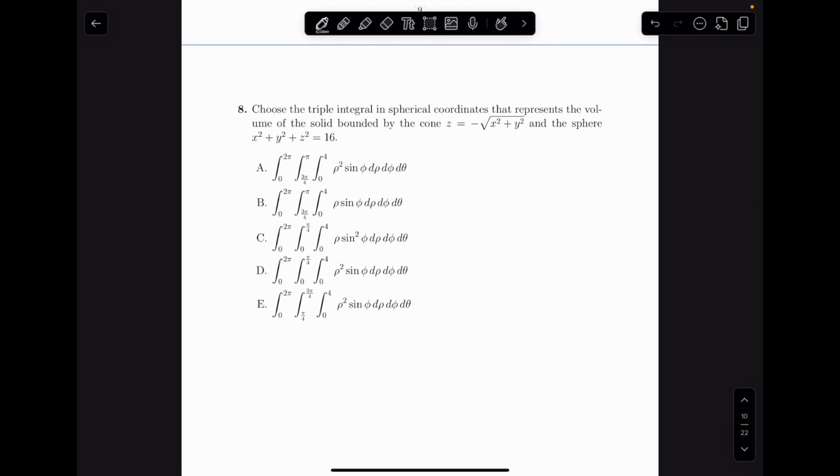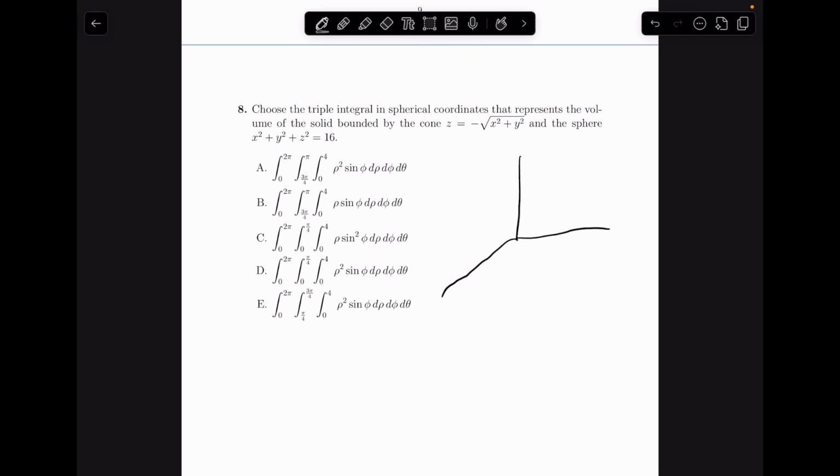Okay, question 8. Choose the triple integral in spherical coordinates that represents the volume of the solid bounded by the cone z equals negative square root of x squared plus y squared, and the sphere x squared plus y squared plus z squared equals 16. All right, that's fun stuff. Okay, I think drawing this region is going to be the best idea here.